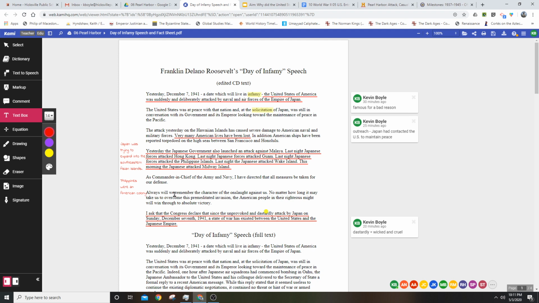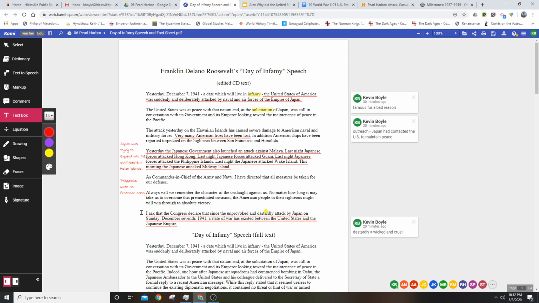"Always will we remember the character of the onslaught," or attack, "against us. No matter how long it may take us to overcome this premeditated," or pre-planned, "invasion, the American people, in their righteous might, will win through to absolute victory."